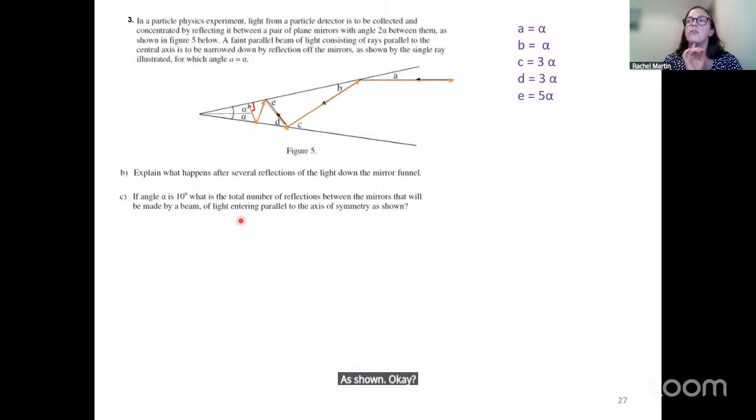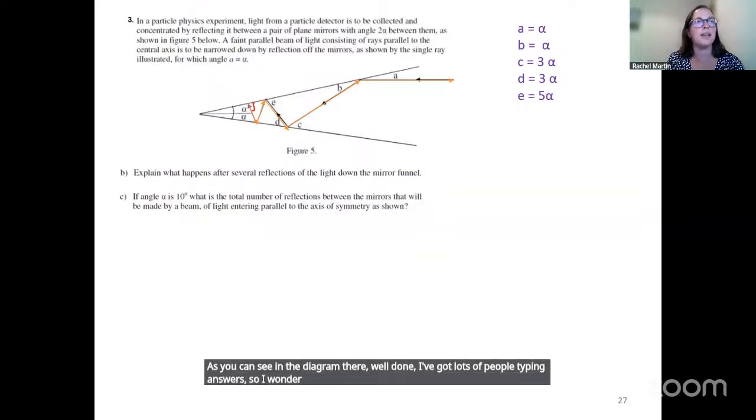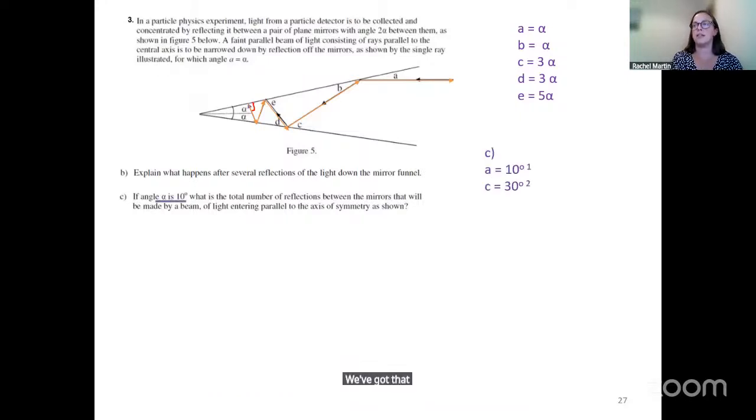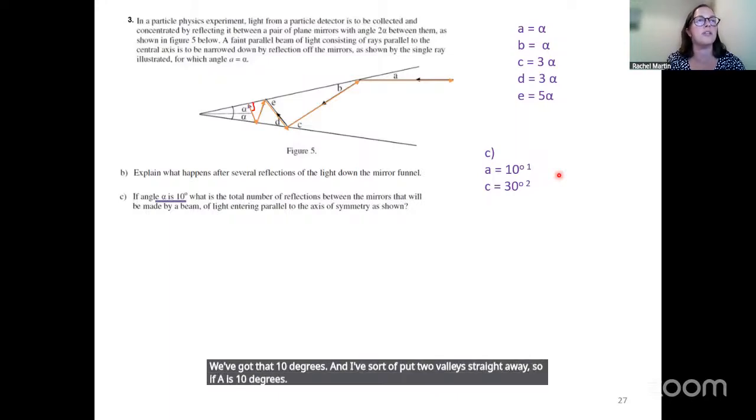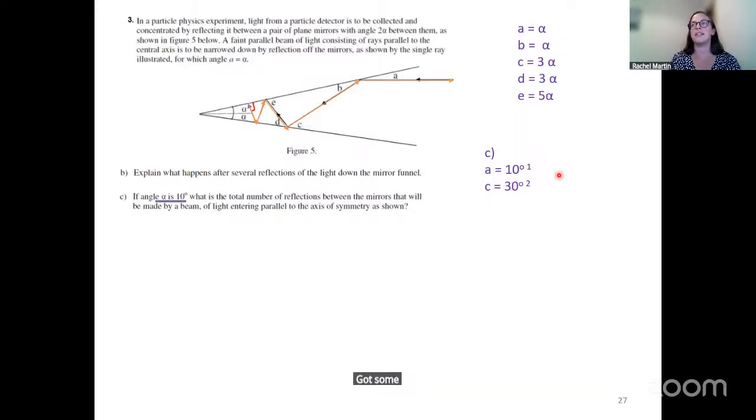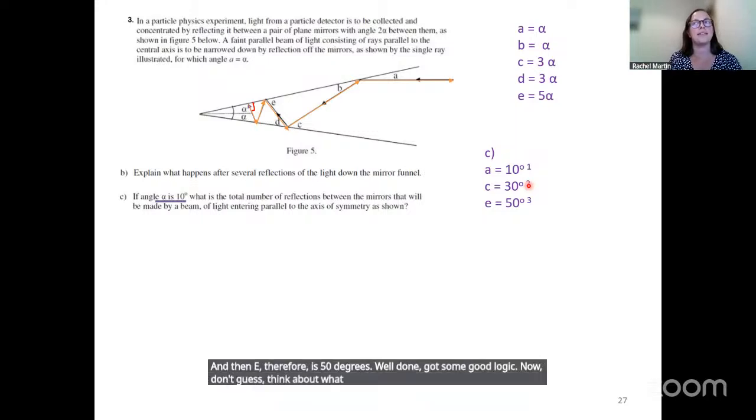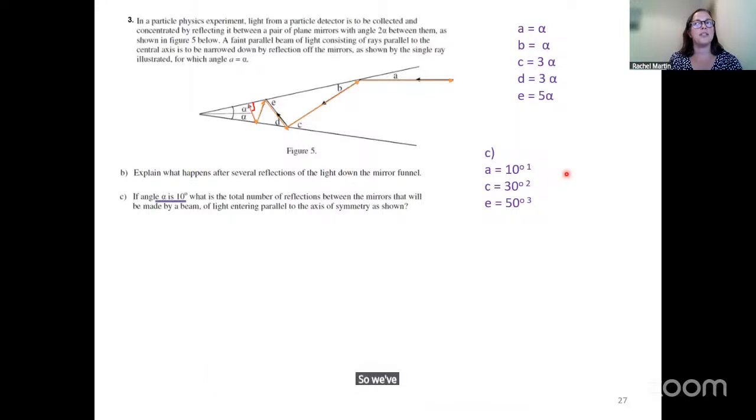Okay, so we're entering just along, as you can see in the diagram there. Well done, I've got lots of people typing answers, so I wonder what you're thinking. We've got that 10 degrees. And I've sort of put two values straight away. So if A is 10 degrees, C is 30 degrees. I'm just counting, so that's two reflections I've got there. And then E therefore is 50 degrees. Well done, I've got some good logic. Now don't guess, think about what happens next. So we've got A is 10 degrees, C is 30 degrees.